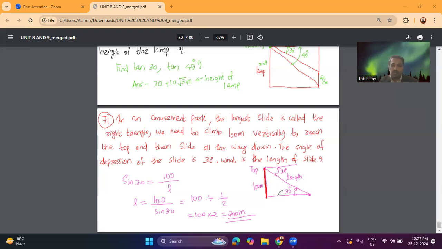So here we know this angle is 30 degrees, which means we know the opposite side. We are calculating the hypotenuse. That means we can apply the trigonometric ratio sine. So sine 30 is equal to opposite side divided by hypotenuse. So sine 30 is equal to 100 divided by length. What is sine 30? Sine 30 is equal to 1 by 2. So 100 into 2, that is 200 meters. So the length of the slide is 200 meters.